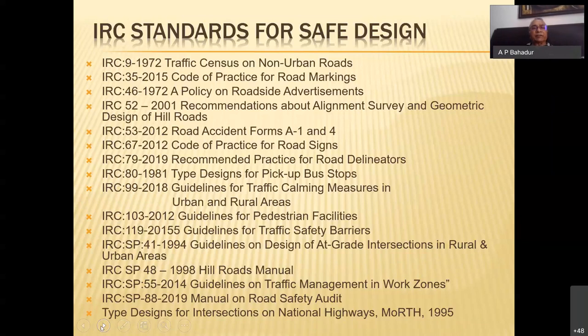Then 67 for signs, 79 for delineators, 80 for bus stops, 99 for traffic calming, 103 for pedestrian facilities, 119 for safety barriers with this correction which I told just now of the placement, 48 for railroad manual, 55 for work zone, 88 for road safety audit. Now, coming to another important document.